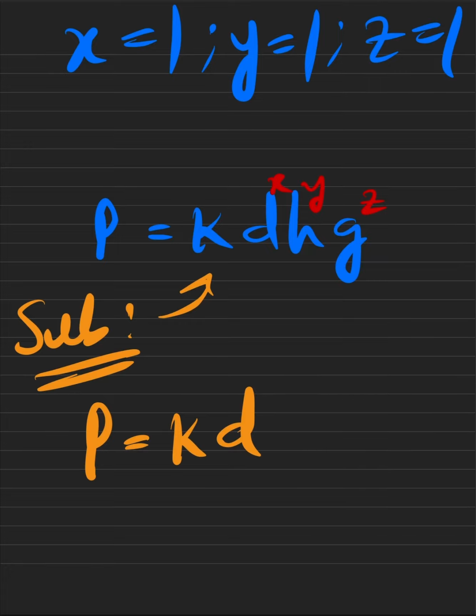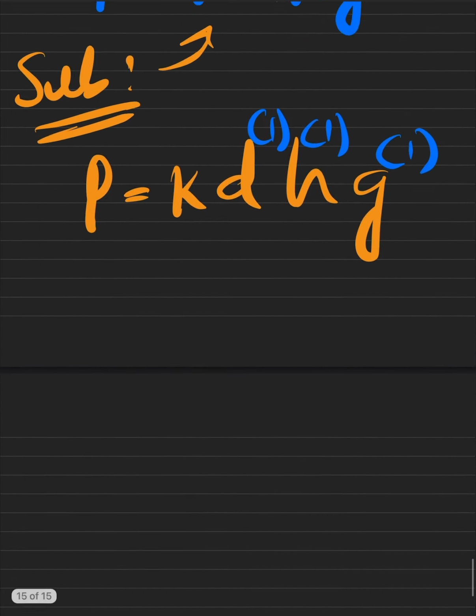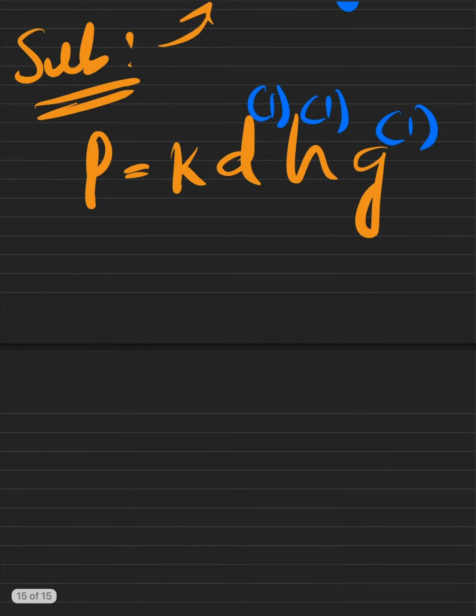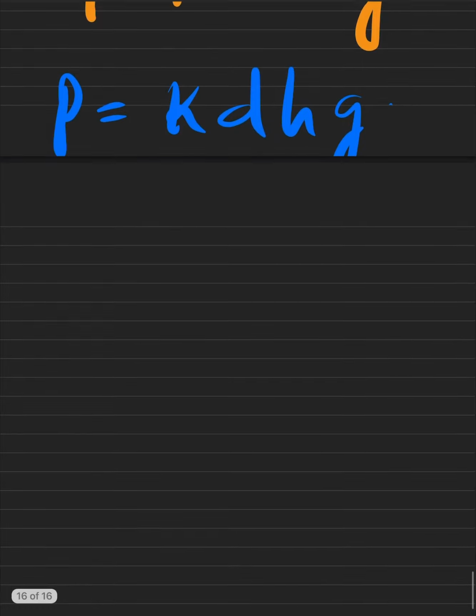Then we have H and G. So putting back what X, Y, and Z mean, which is going to give us 1, 1, and 1 as a value, which is still going to give us the same thing, right? So we can now say that the P that we are seeing here is K, D, H, G. That is what the formula is going to look like.